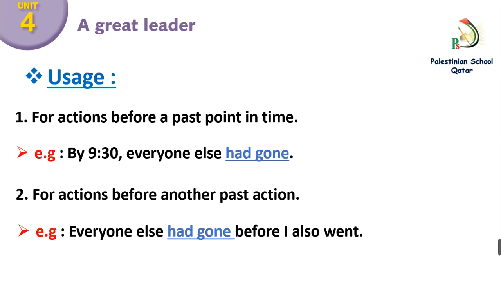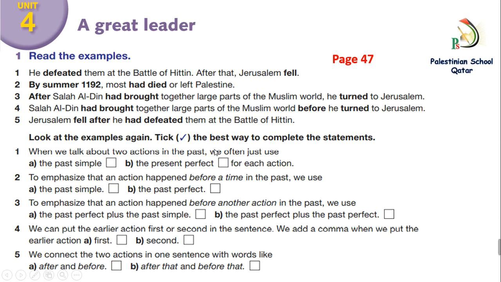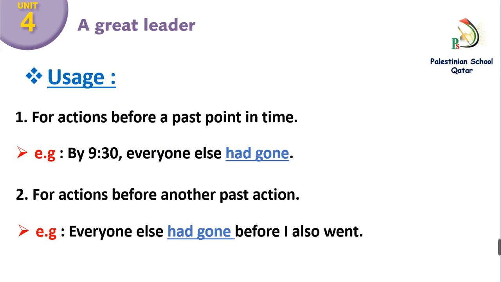Now the usage of past perfect. First, for an action before a specific time in the past. For example, by 9:30 everyone else had gone. When I say 9:30, nobody was in the room, so everybody had gone. Number 2, for an action before another past action. We have 2 actions that happened in the past, and one happened before the other. The first one we put in past perfect, while the other one we put in past simple. For example, everyone else had gone before I went. So when I went there, I found nobody in the room. It means everybody had gone before I arrived.